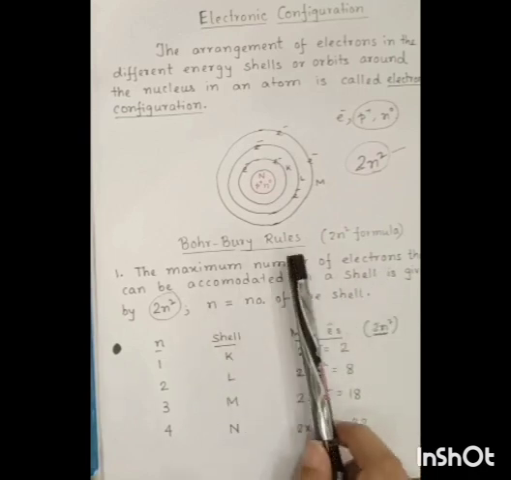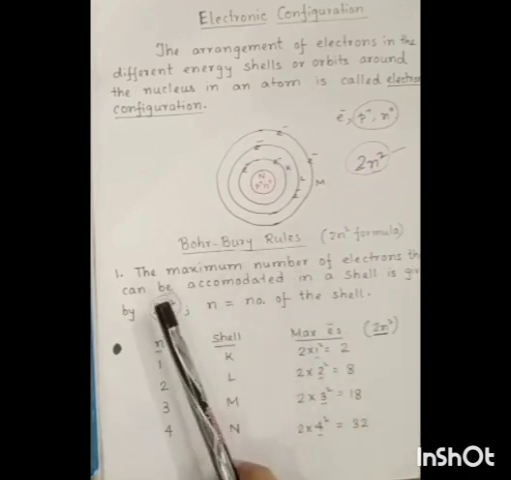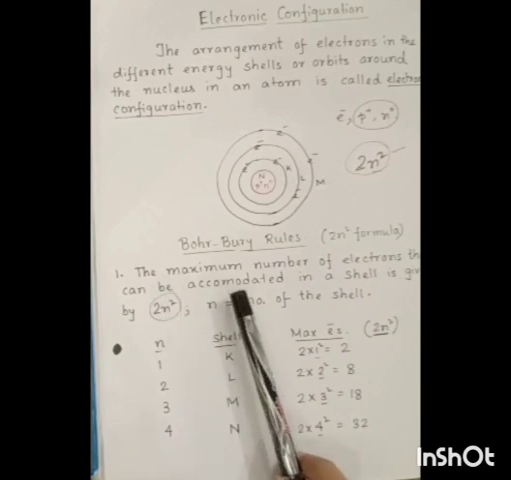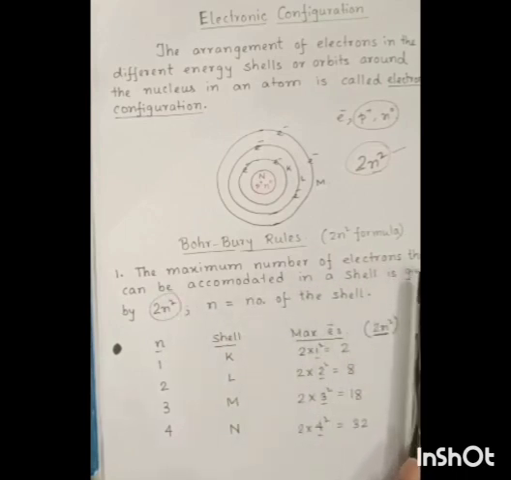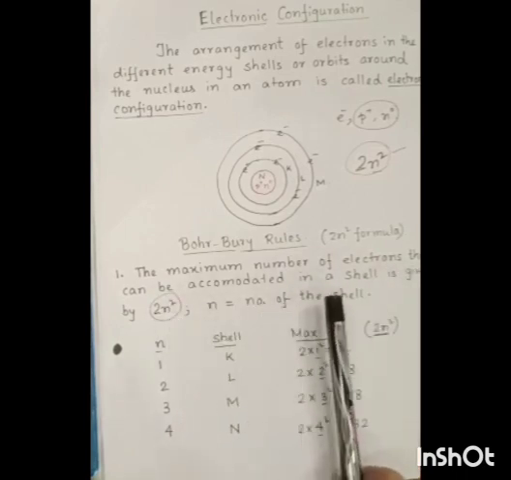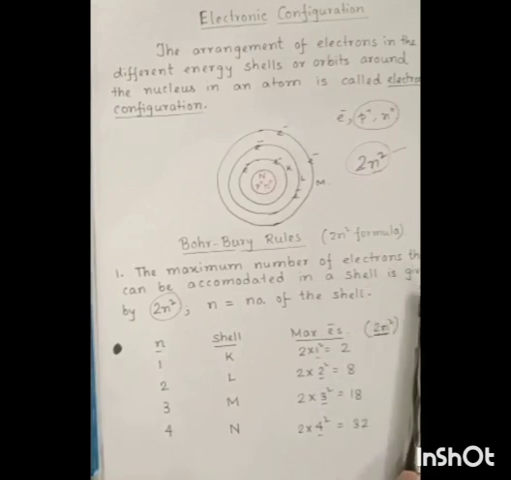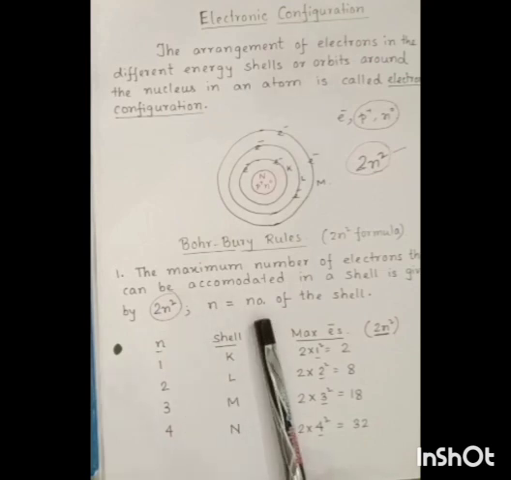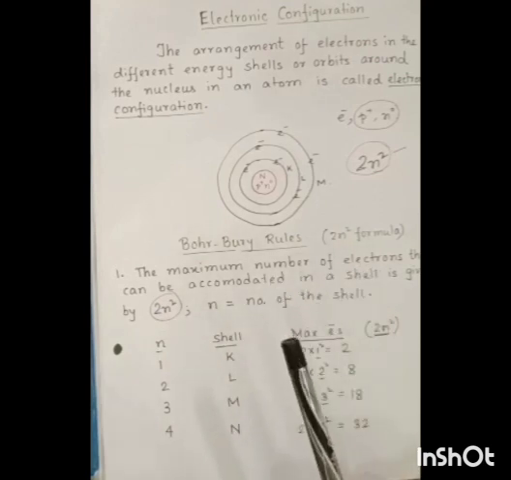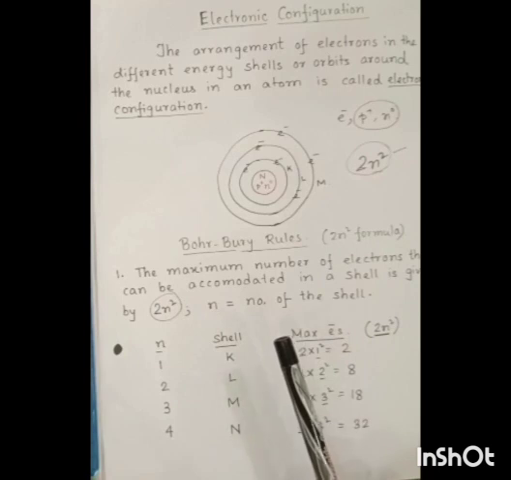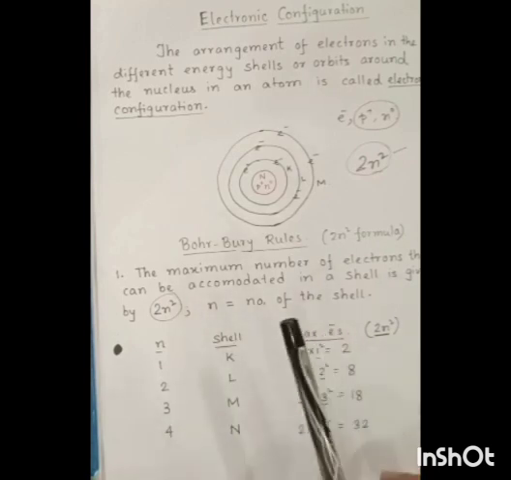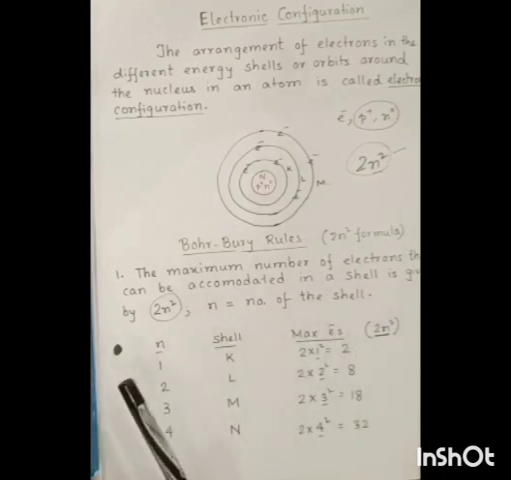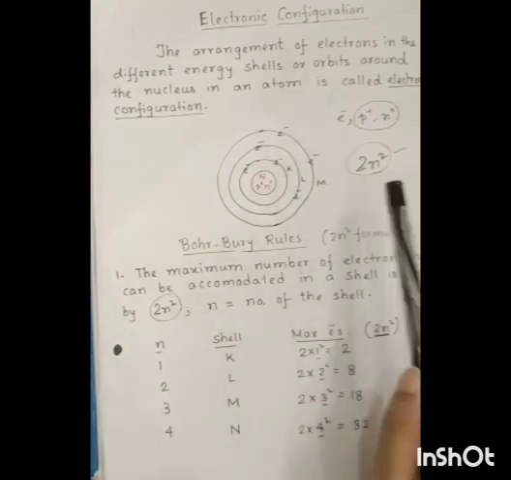Now, Bohr-Bury rule, there are two rules actually. The first rule tells us that the maximum number of electrons that can be accommodated in a shell is given by the 2n square formula. Okay, first of all, the maximum number of electrons a shell can have. That means the maximum capacity of a shell has to be calculated, and that can be calculated by the formula 2n square.